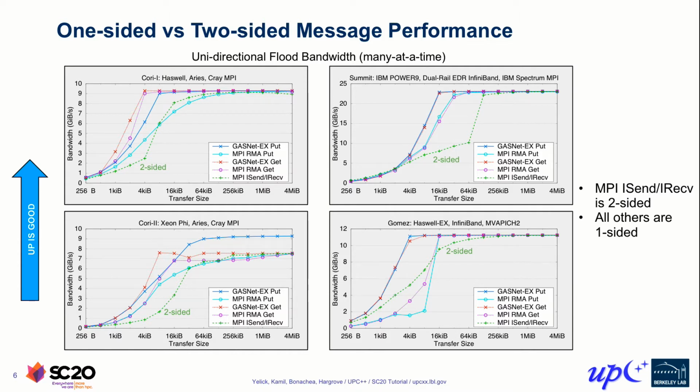And what we're showing here is the two-sided performance in the dashed green line and 4 different implementations of a one-sided protocol, either a put or a get, and either implemented in GASNet, which is going to be the communication layer underneath UPC++, or in MPI, which is in its MPI RMA model. And what you can see in each of these graphs is, for the most part, the two-sided model is consistently slower in this range of, say, 1K to about 16K messages.